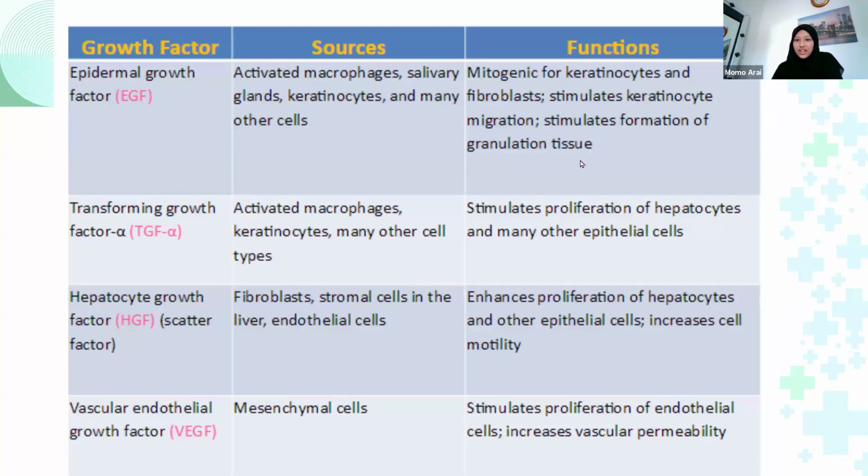Epidermal has both granulation and keratinocyte. Now, transforming growth factor alpha is for stimulation of proliferation of a lot of different types of cells. He doesn't go, you don't need to know in detail, for example, where they're used. This is in general. You just need to know that they are growth factors for a lot of different types of cells.